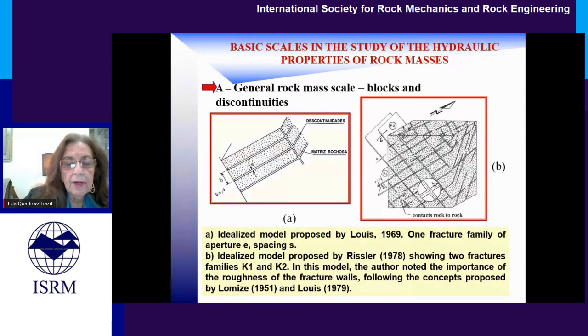In A, one can see the idealized model proposed by Louis in 1969. In this model, he proposed one fracture family of aperture e and spacing S. And in the next figure, B, we see the idealized model proposed by Heasley in 1978, showing two fracture families K1 and K2. In this model, they also noted the importance of the roughness of the fracture walls, following the concepts proposed by Lomis and Louis.